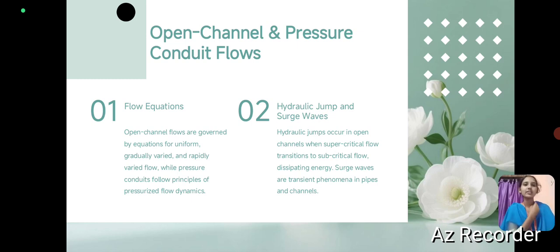Next, open channel and pressure conduit flows. Flow equations. Open channel flows are governed by equations for uniform, gradually varied or rapidly varied flow, while pressure conduit flow follows the principles of pressure flow dynamics. Second one is hydraulic jumps and waves. Hydraulic jumps occur in open channels when supercritical flow transitions to subcritical flow.